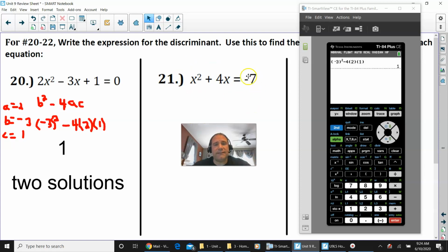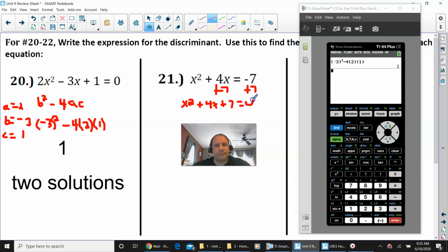Let's go ahead and see if we could do this one. And by the way, this -7 must be over onto that left-hand side. It has to be equal to 0 for you to do this, or to get the true value of what the C is. So I am going to do that with you right now. I have x squared plus 4x and then plus 7. And that all equals 0.